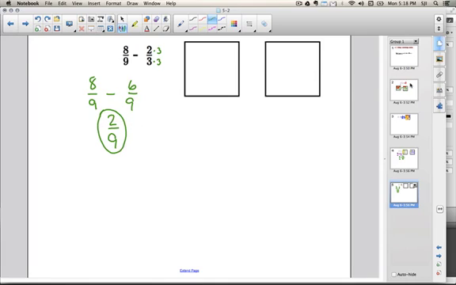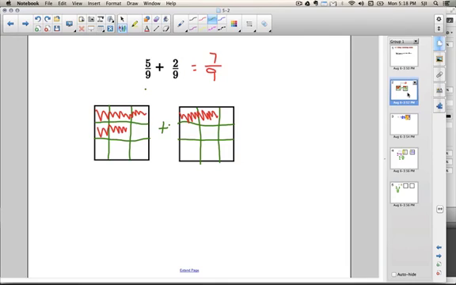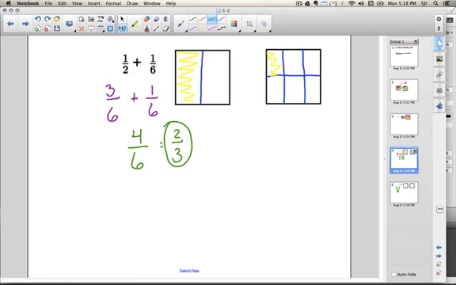So there you go. That's how you add and subtract fractions with like and unlike denominators. If the denominators are the same, you just bring the denominator across, and then you either add or subtract the numerators. If the denominators aren't the same, you need to change them so that the denominators are the same, and then you bring the denominator across, and then you add or subtract the numerators. And that's all there is to adding and subtracting fractions.